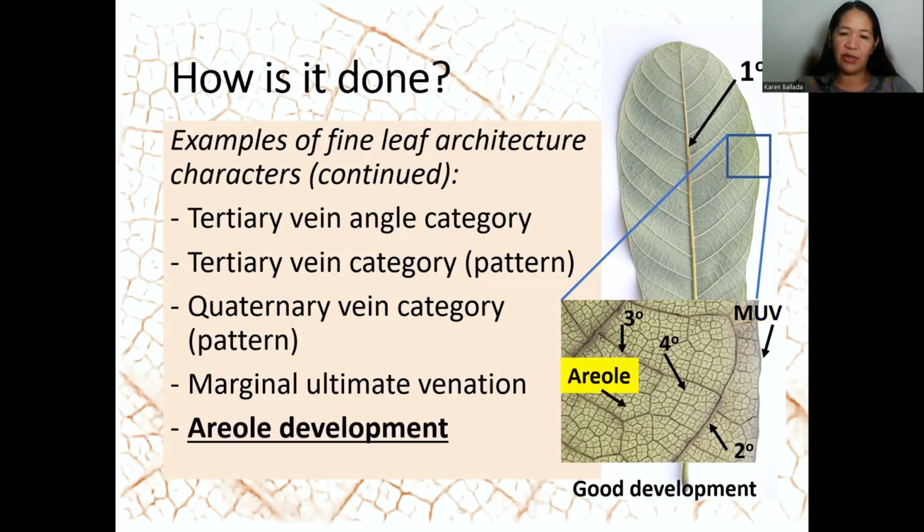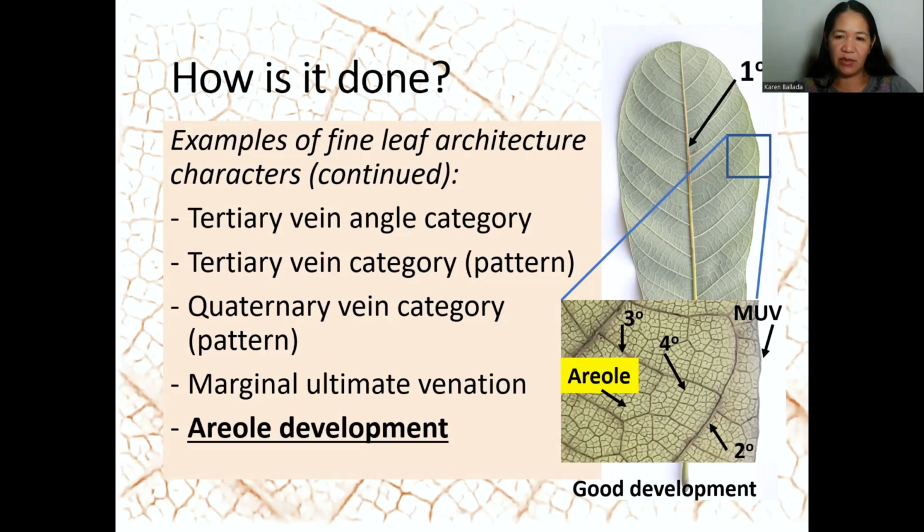And then lastly, you have the areole development. Areoles are actually the smallest areas of leaf tissue that are completely surrounded by veins. You have it there in the distinct regions. Taken together, they form a contiguous field of polygons over most of the area of the lamina. For the areole development, there are several categories. For example, do you see any areoles in the specimen? For this specimen, yes, there are areoles, so they're present.